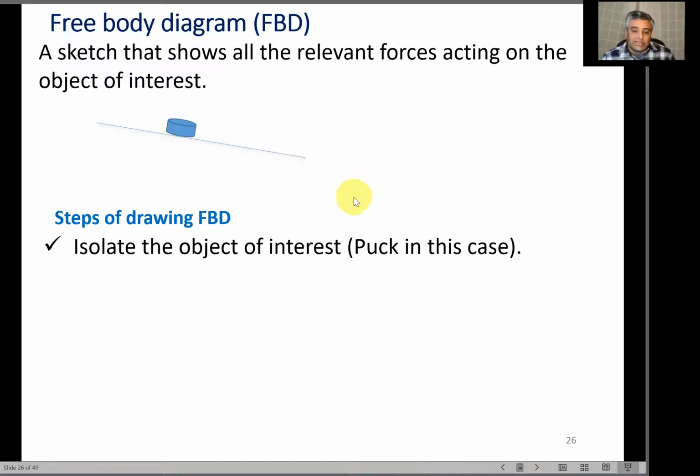Okay, so what forces are acting here? Let's say this puck is just sitting on an inclined surface. It's not sliding, just sitting. What are the possible forces here? So I see one normal force written on the chart, and there is weight.